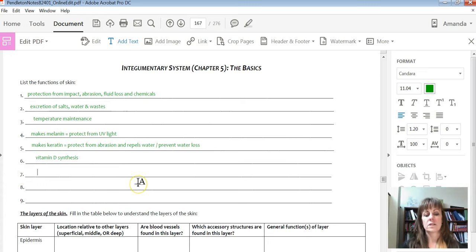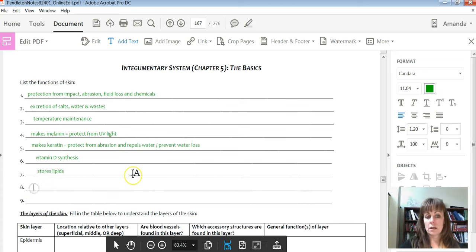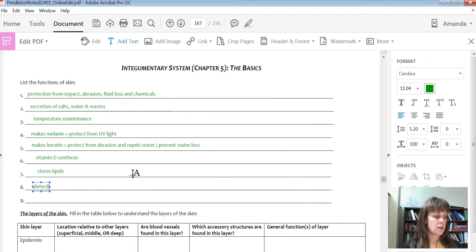It turns out that we store a lot of our lipids, our fats, underneath the skin. And that's going to help with insulation. That's going to also help protect from impact and also provide those energy stores. A big thing that hopefully you know from the nervous system is this is one of the main locations for detecting sensory information from the outside environment.